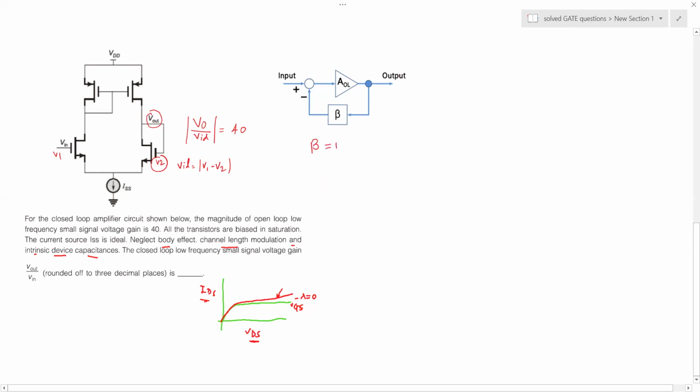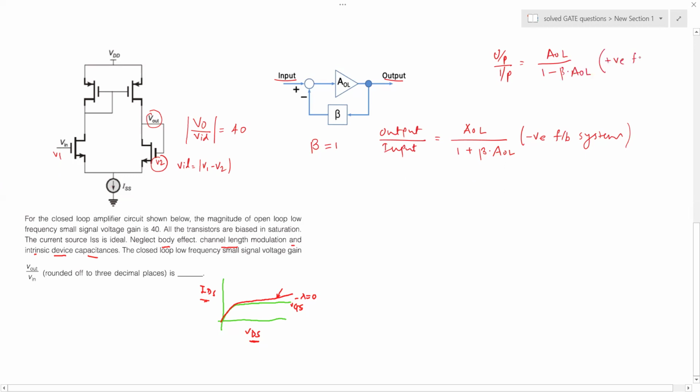Now you can write the transfer function of this system, that is the output divided by the input, which is given as the open loop gain divided by 1 plus beta times the open loop gain. So this is the classic example when you have a negative feedback system. In another case, you can write output divided by input is equal to AOL divided by 1 minus beta times AOL. This is the case when you have a positive feedback system.